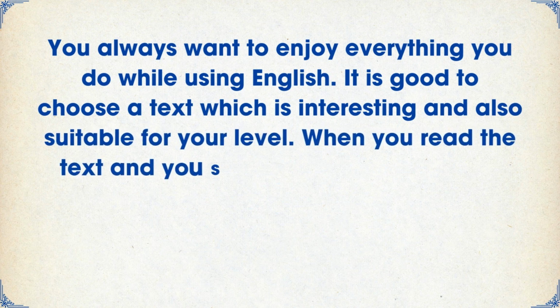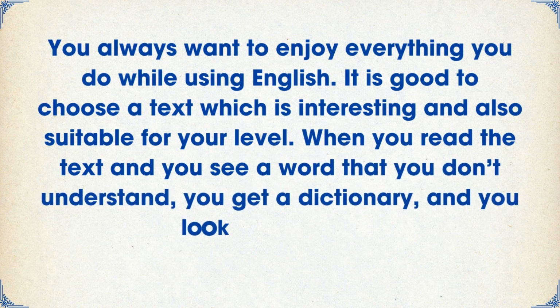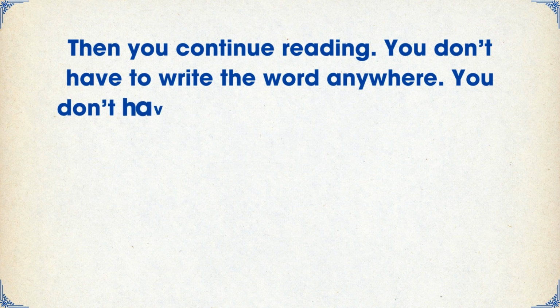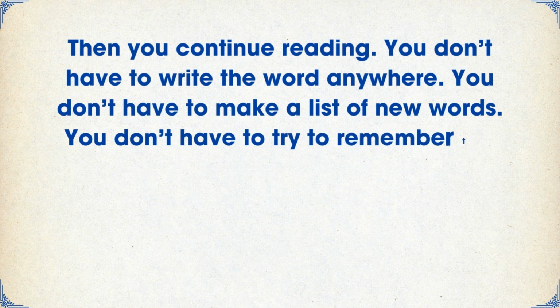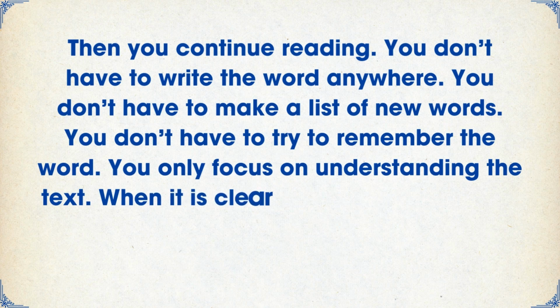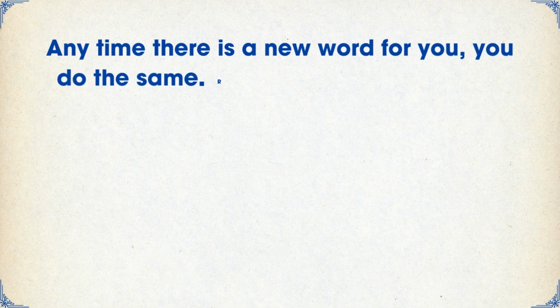When you read the text and you see a word that you don't understand, you get a dictionary and you look up the word. Then you continue reading. You don't have to write the word anywhere. You don't have to make a list of new words. You don't have to try to remember the word. You only focus on understanding the text. When it is clear to you what the word means, you continue reading. Anytime there is a new word for you, you do the same.